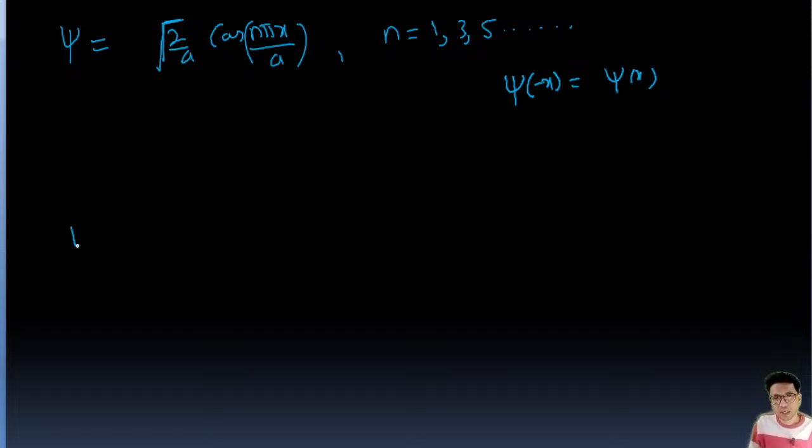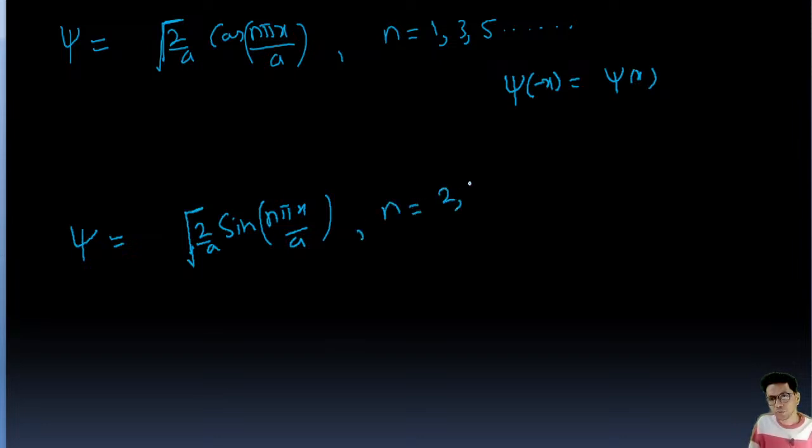This is the case when psi(minus x) equals psi(x) and the wave function is symmetric. And the second, psi is going to be root 2 upon a sin(n pi x upon a), and the value of n is going to be 2, 4, 6, so on, even numbers. This is the case when the wave function is antisymmetric, psi(minus x) equals minus psi(x).